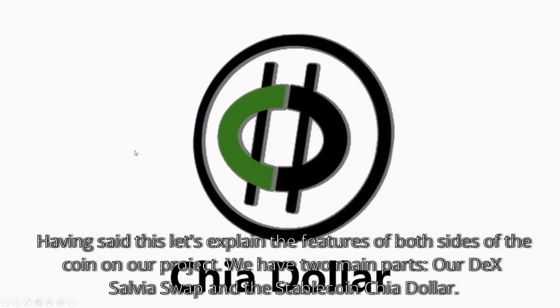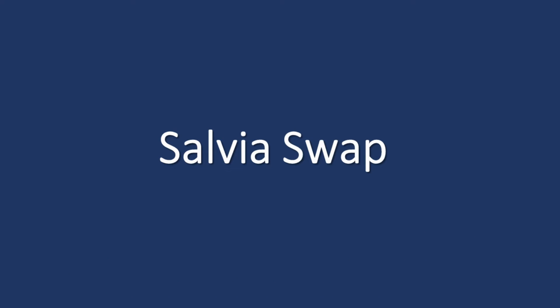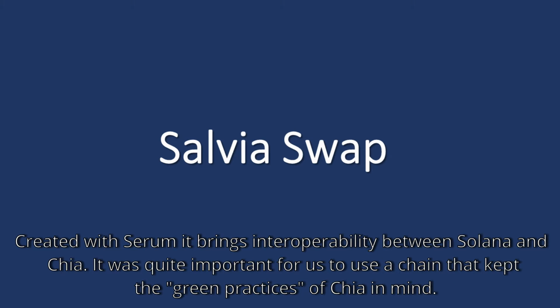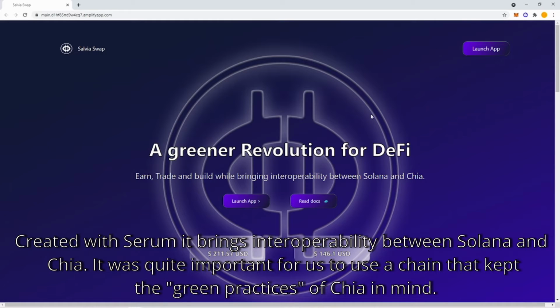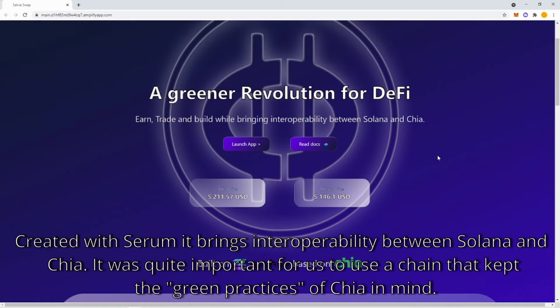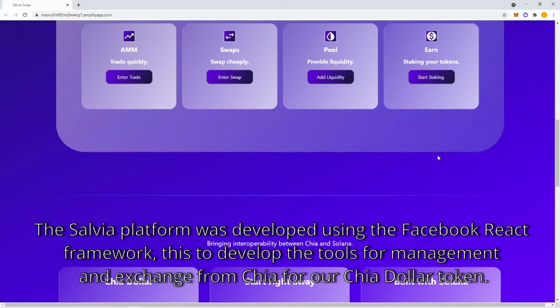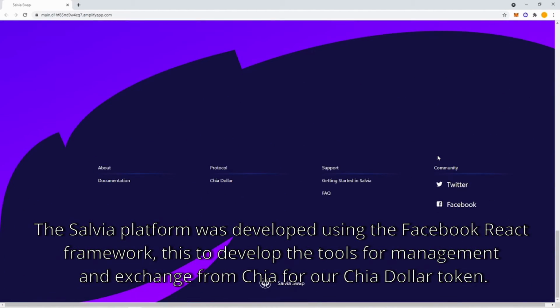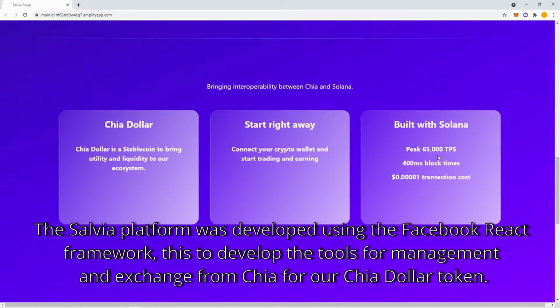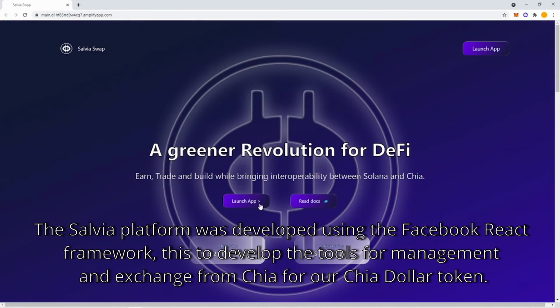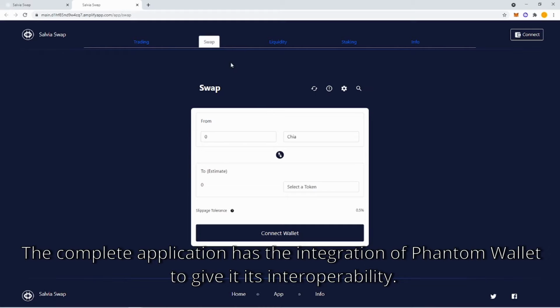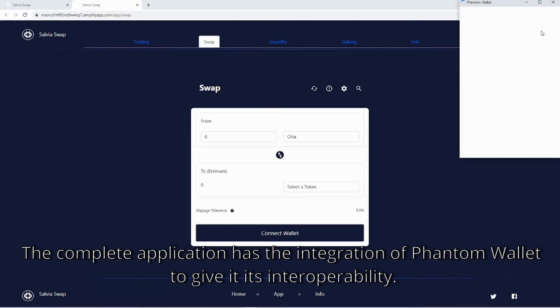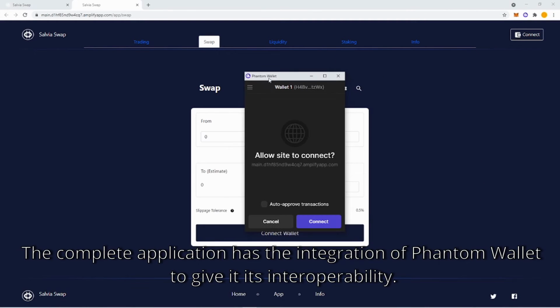We have two main parts, our DeX Salvia Swap and the stablecoin Chia Dollar. Let's go first to Salvia Swap. Created with Serum, it brings interoperability between Solana and Chia. It was quite important for us to use a chain that kept the green practices of Chia in mind. The Salvia platform was developed using the Facebook React framework, to develop the tools for management and exchange from Chia to our Chia Dollar token. The complete application has the integration of a Phantom wallet, which is a Solana one, to give it its interoperability.